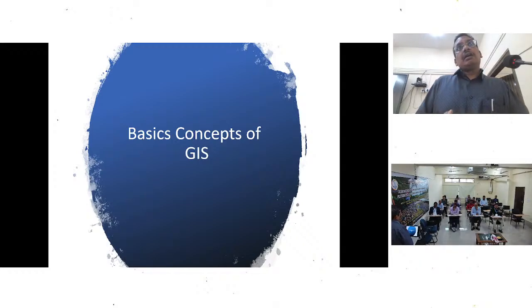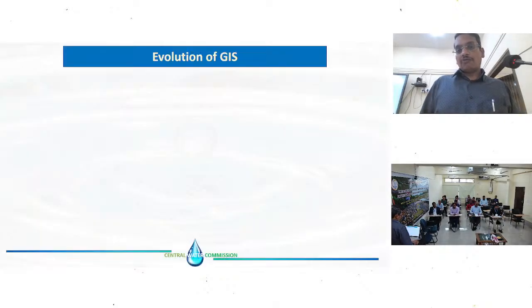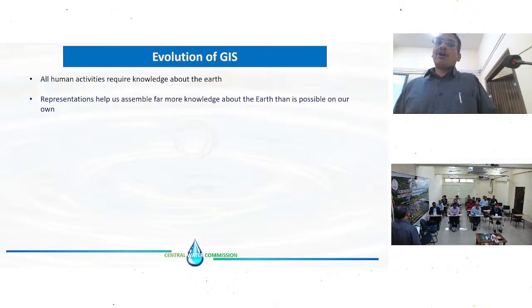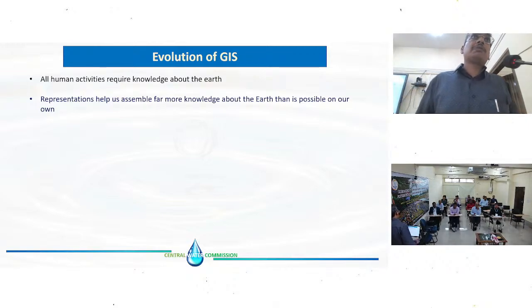GIS started with mapping applications, but it has many applications for analysis, visualization, preparation of maps, querying. We will see some of them. If you see the evolution of GIS, basically all human activities are associated with some locational aspect, and if you know that locational aspect, it will be easy to analyze things.